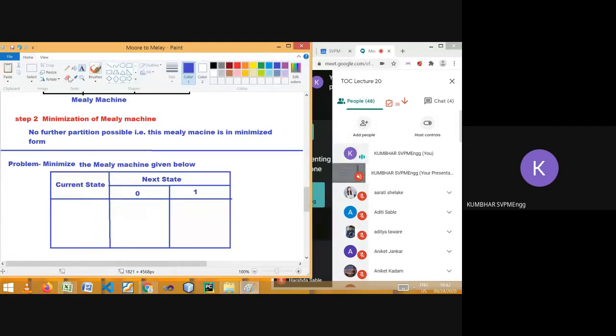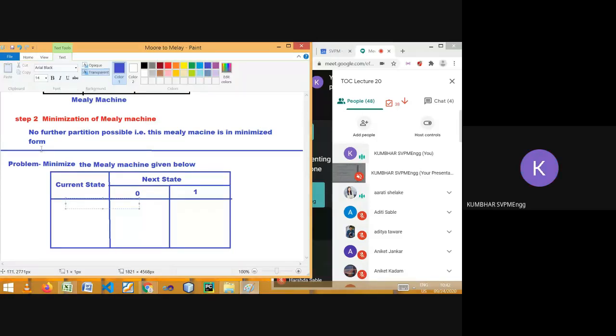Is my screen visible clearly to you? About the font? Yes, sir. If I minimize the font, tell me, is it visible? Now I am going with the 12 font. Is it visible? Yes, sir. Okay.